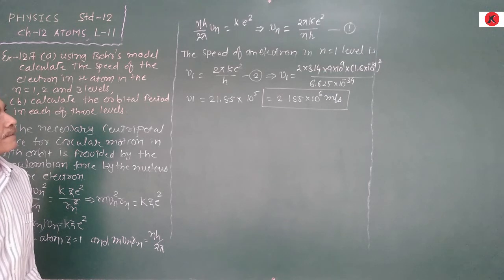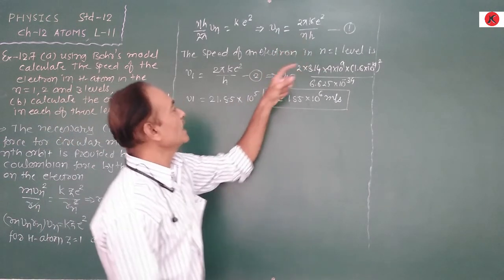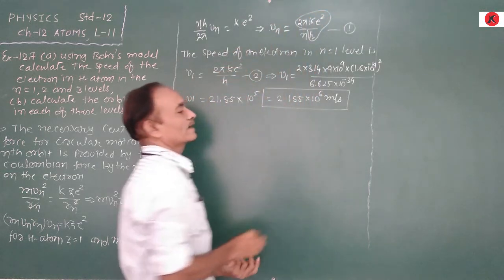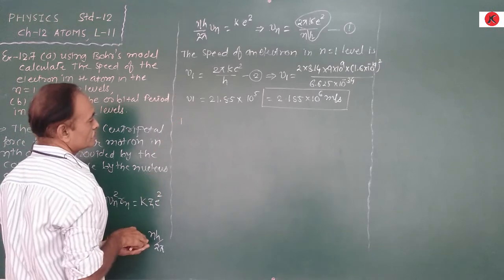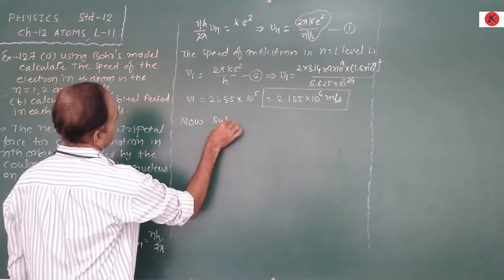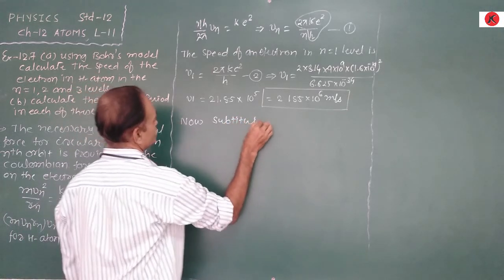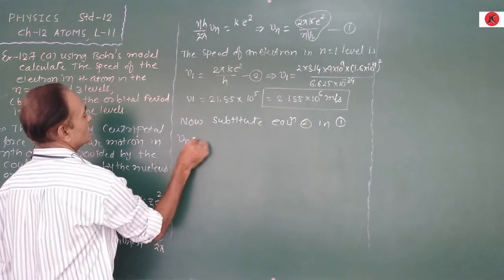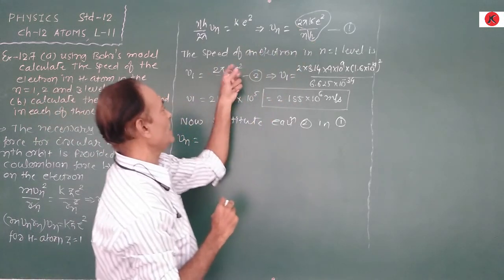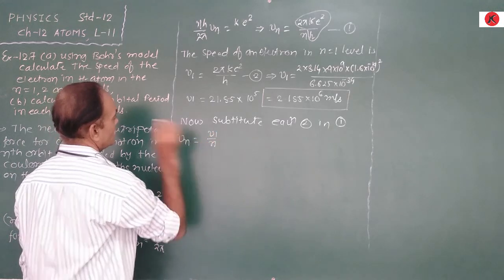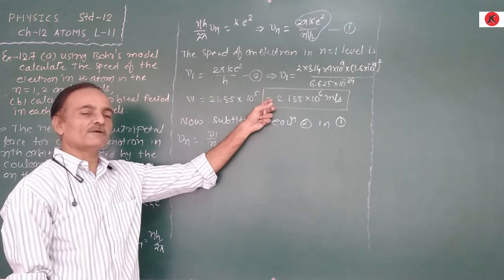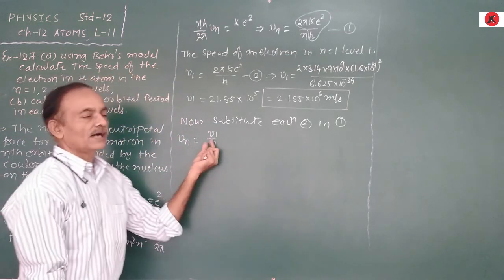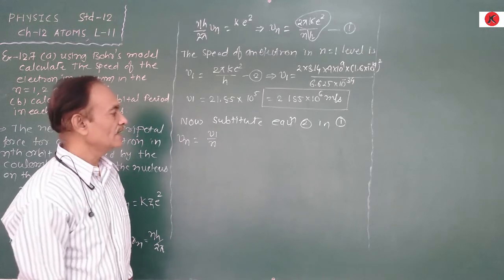Clear? Okay. Now, in equation 1, substitute the value of 2 pi k e square upon h, which is equal to v_1. Substituting equation 2 in 1, v_n is equal to v_1 upon n. That is our general equation. v_1 we already obtained, divided by the number of the orbit, we obtain the speed of the electron in different orbits, either 1, 2, 3, 4, 5 and so on, any orbit.